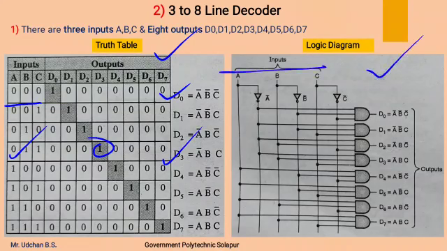These are the input lines A bar, B bar, C bar, and as per the output equations AND gates are used, and to all these AND gates their respective input variables are connected to make it work as a 3 to 8 line decoder.